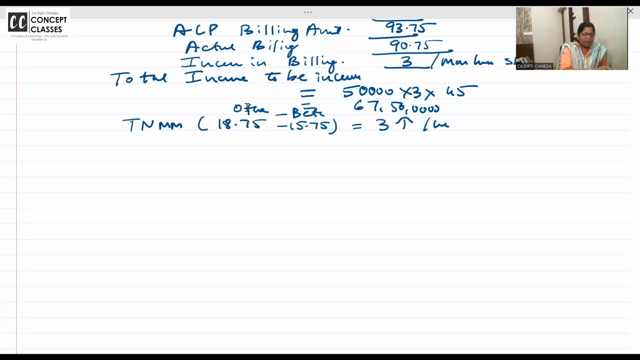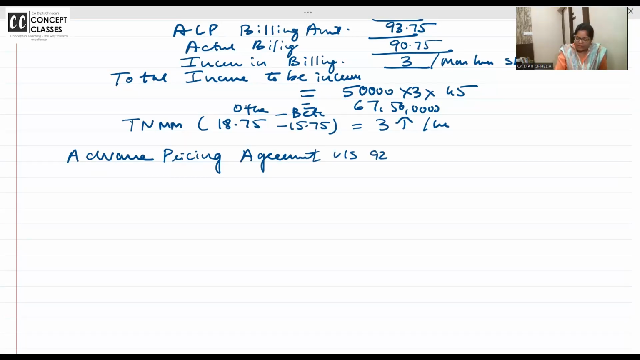Chalo, some points I want you to write for the advance pricing agreement. Reference to TPO is so clear and it is binding. Write down: advance pricing agreement under section 92CC and 92CB.